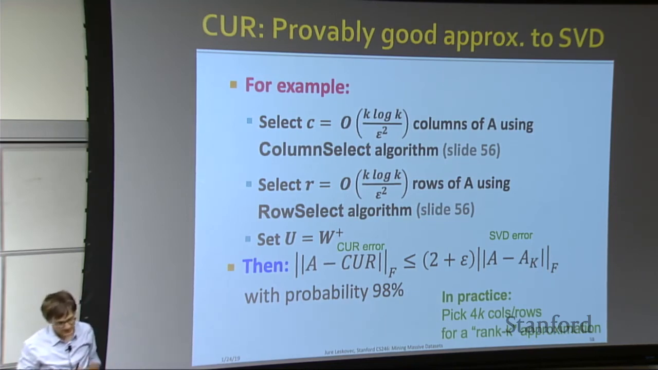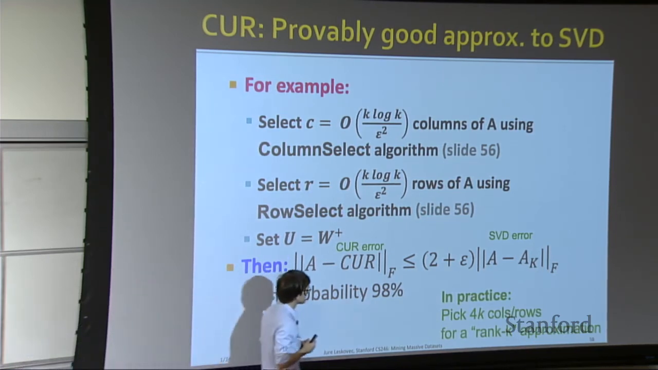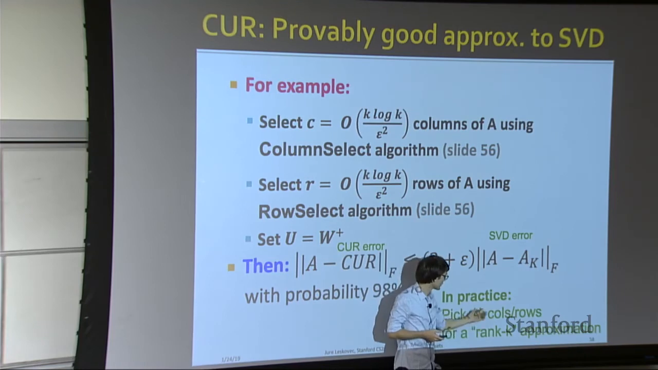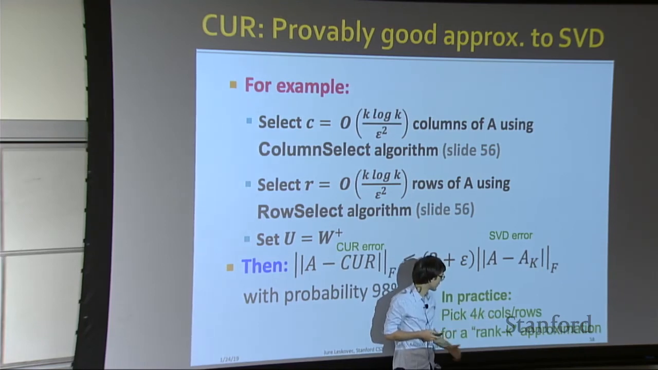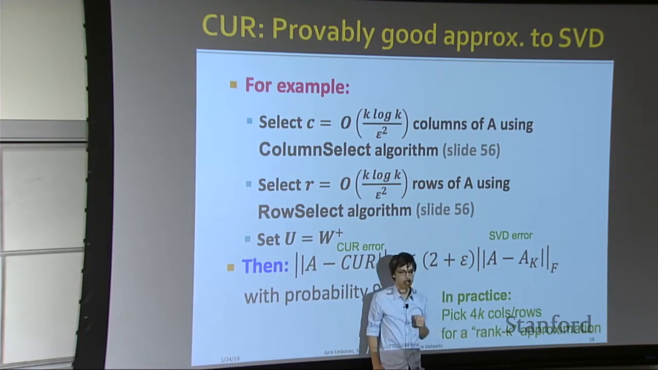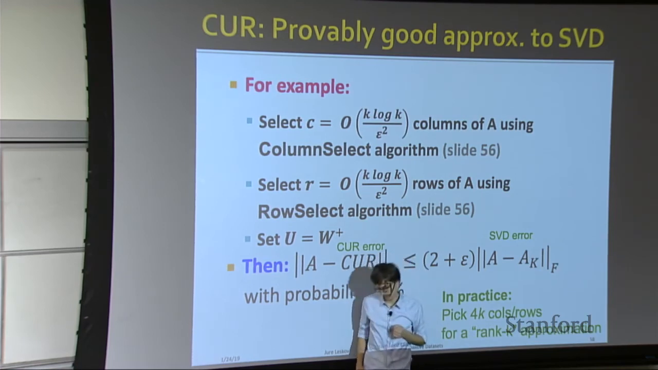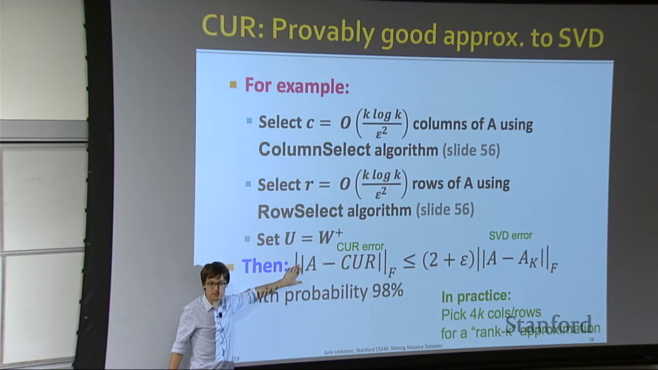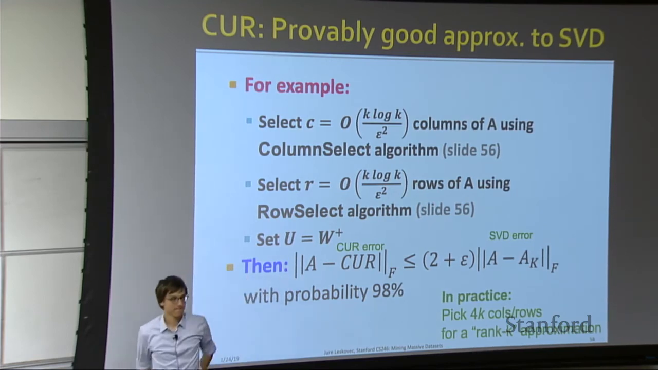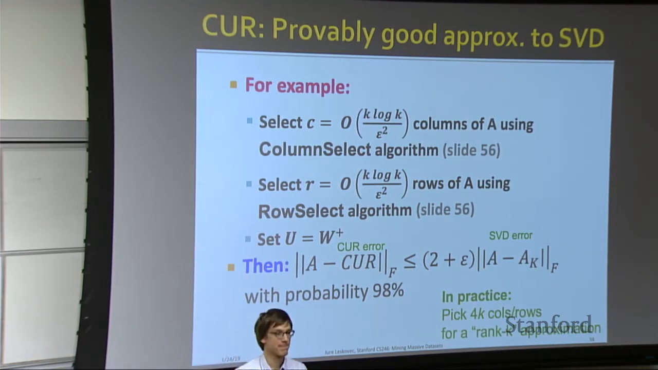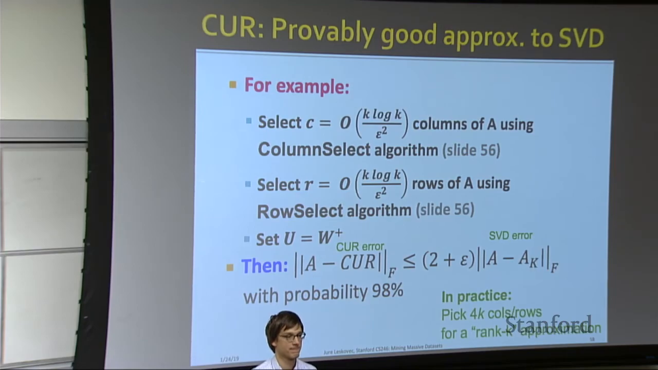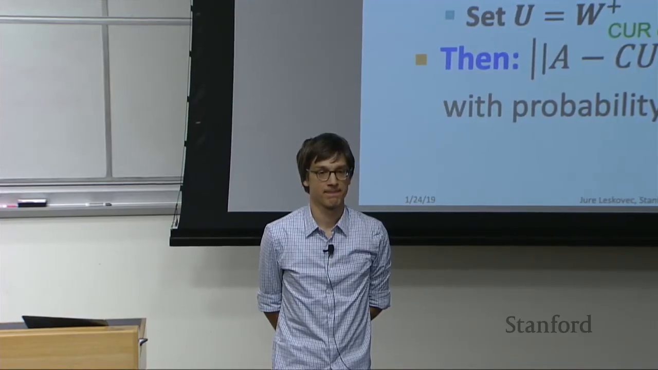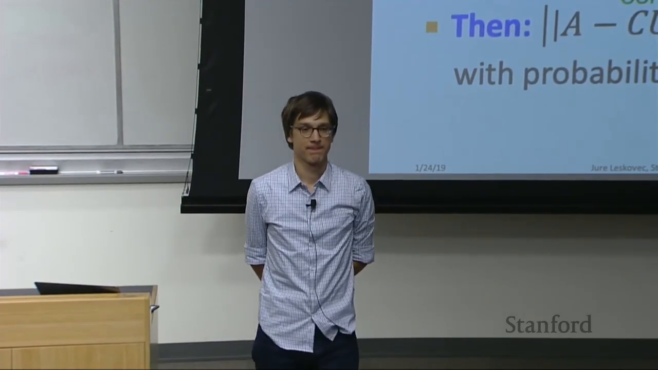What do I do in practice? In practice, I would pick 4 times k rows and columns to get a good rank k approximation. Okay? That's the idea. Do people understand this? Yeah? Great. Good intuition for why using the intersection and taking the pseudo-inverse of that is the correct way to set U.